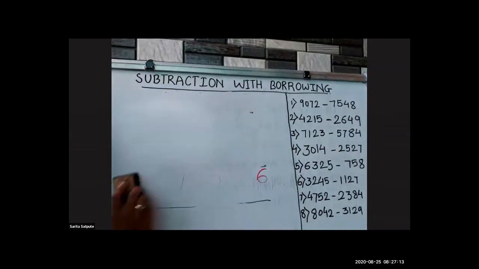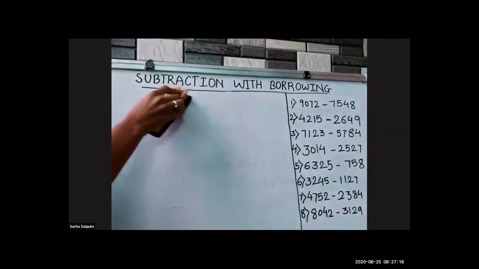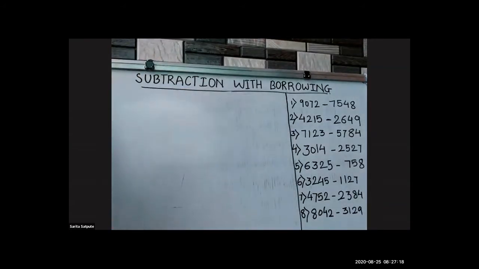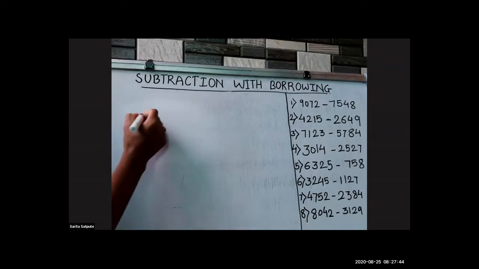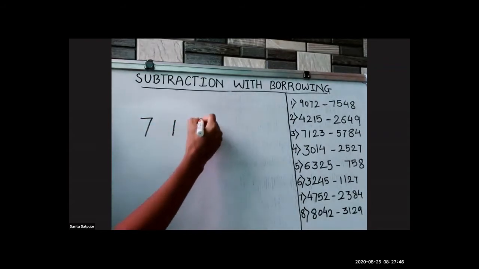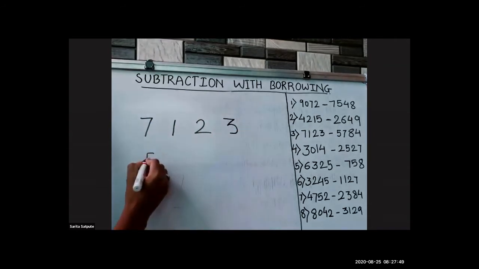Can anyone tell me what the third question is? You just have to look and read. Can anyone read the third question for me? Yes, Keshav has raised his hand. Yes, Keshav. 7,123 minus 5,784. Yes, very good. 7,123 and 5,784.